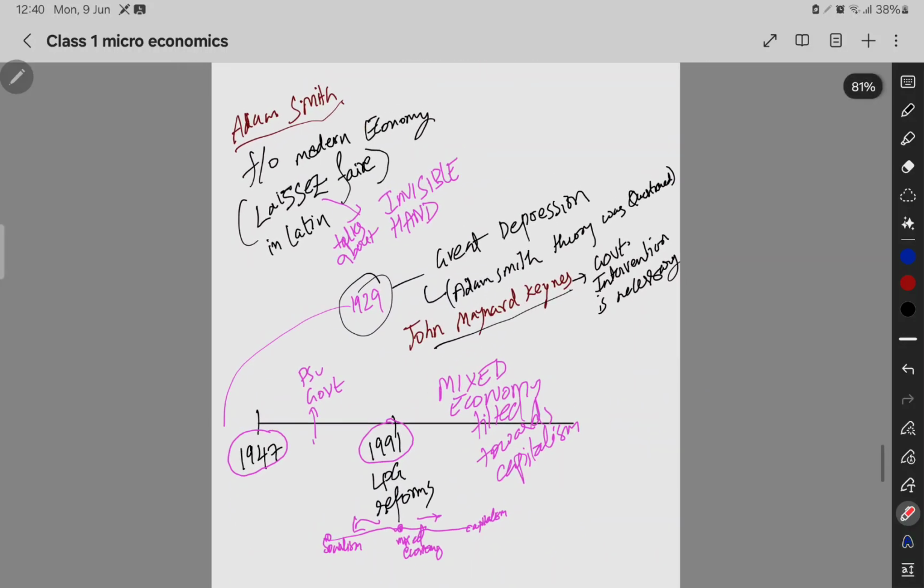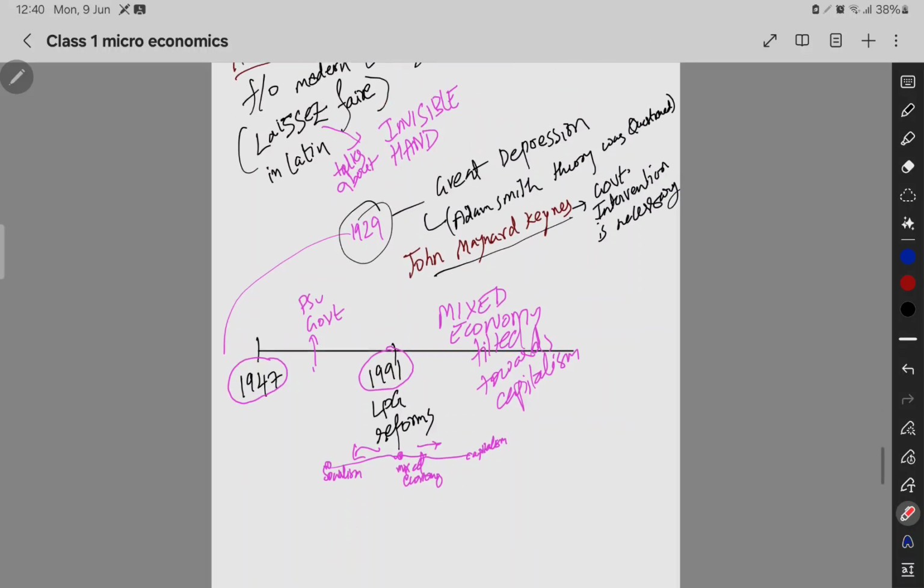Now let us discuss a theory. You know who is Adam Smith? Adam Smith is the father of modern economy. He talked about laissez-faire. What is laissez-faire? Laissez-faire is a term which talks about an invisible hand. Adam Smith is the father of modern economy, and he is talking about the invisible hand. You know about the invisible hand already. So he says the economy has an invisible hand, but this theory did not work out.